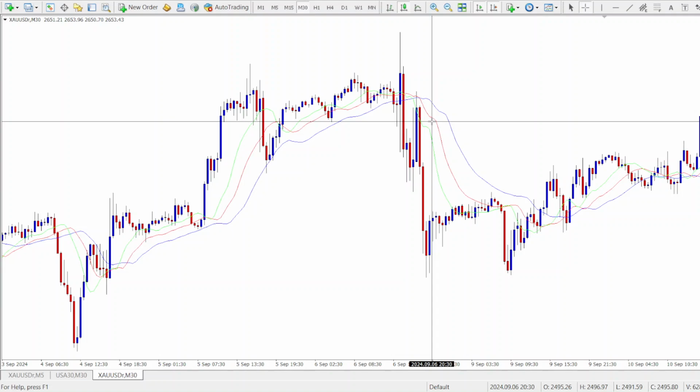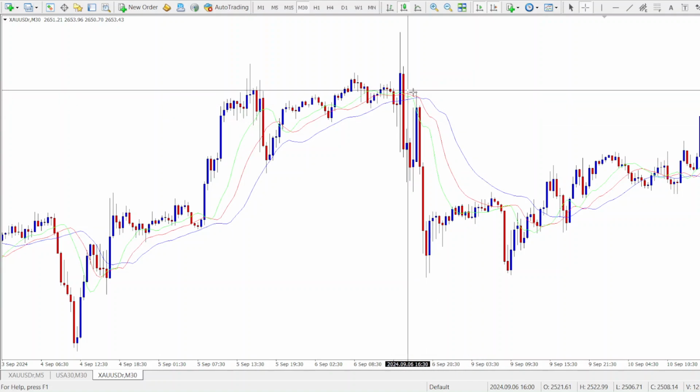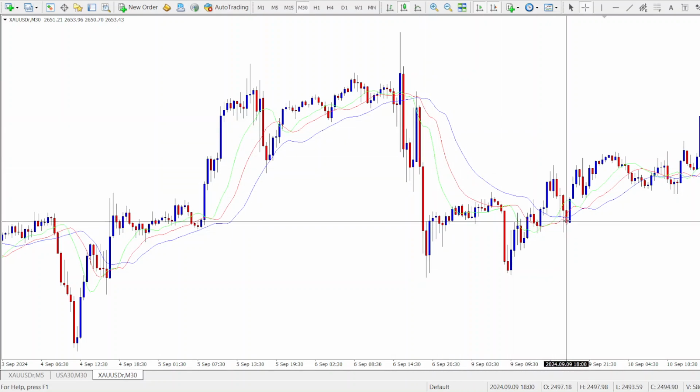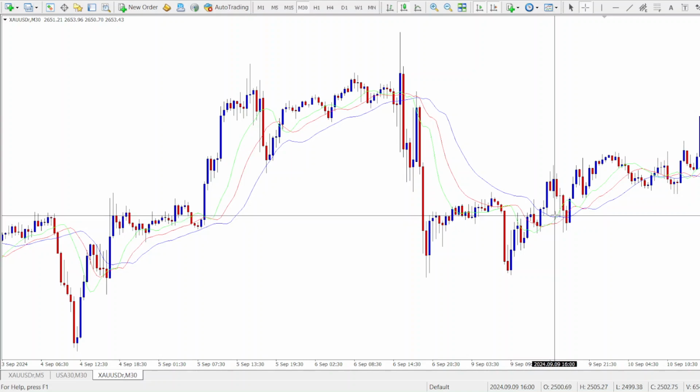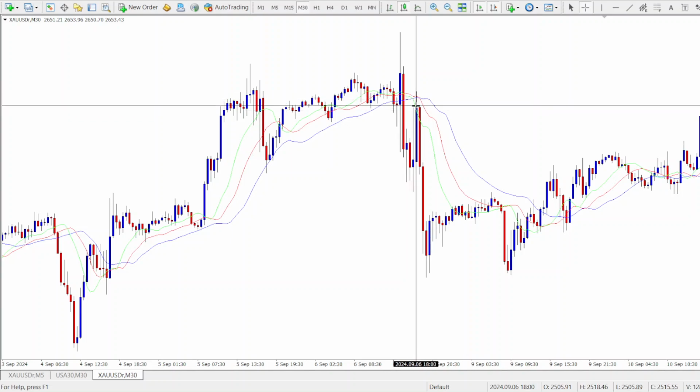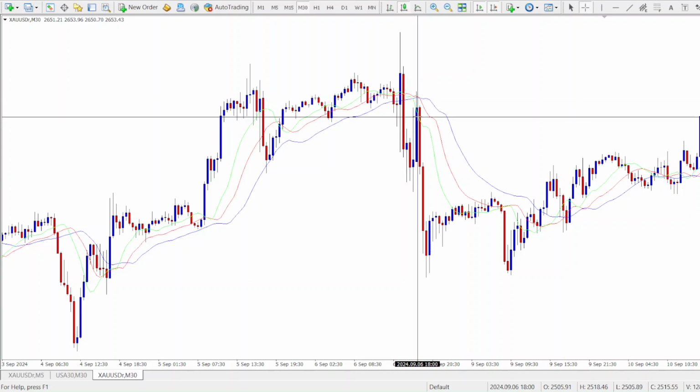So had we entered the sell trade around here, right after this bearish crossover, and then exited our trade after the lips crossed above the teeth and the jaw, it means we would have caught somewhere around 167 pips. Okay, so this is how the alligator indicator works.